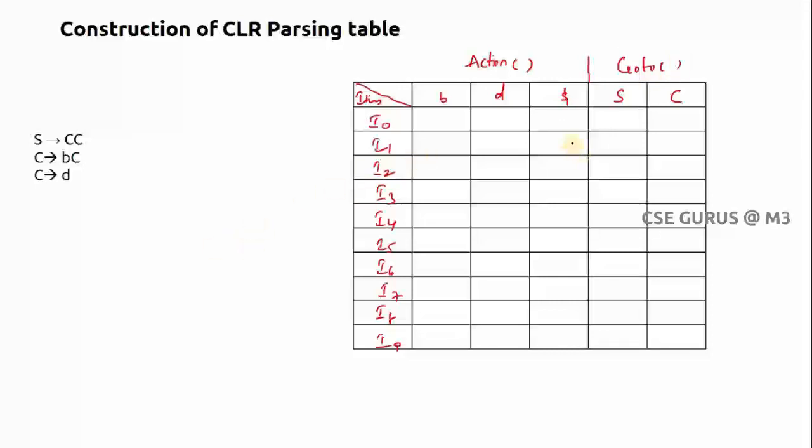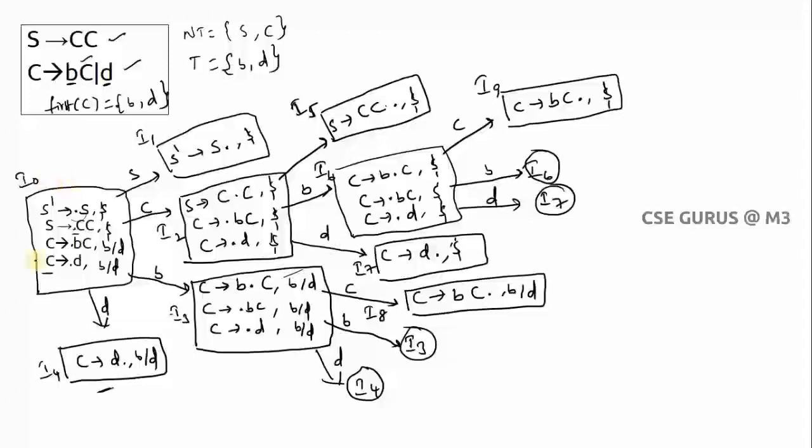So how do we fill this parsing table? First of all, you need to start from I0 and go to your construction of LR(1) items. Check I0: what are the symbols that you scanned from I0? From I0 on S you go to I1, from I0 on C you go to I2, and like this I0 on B and I0 on D. All those things I'll write.